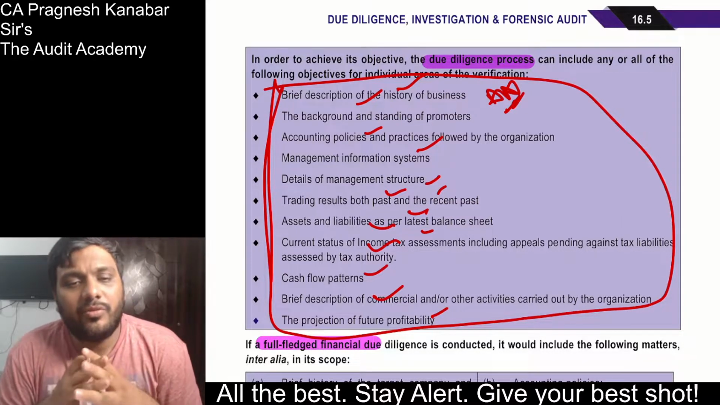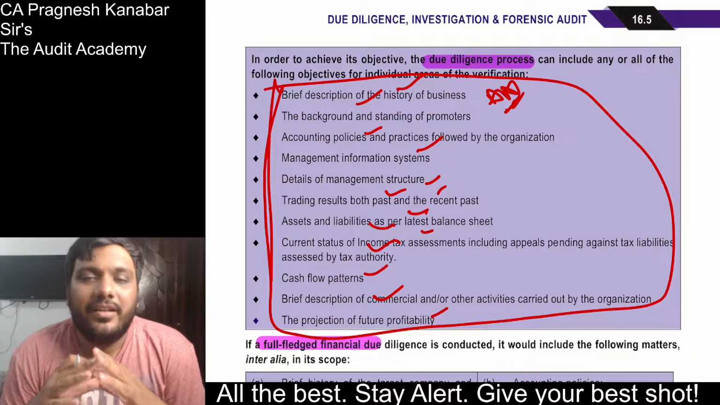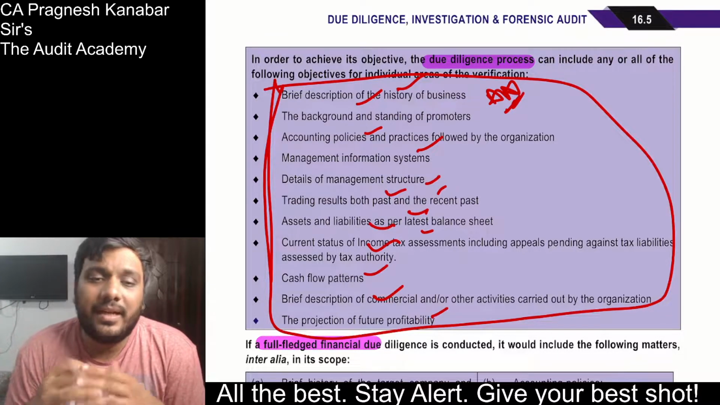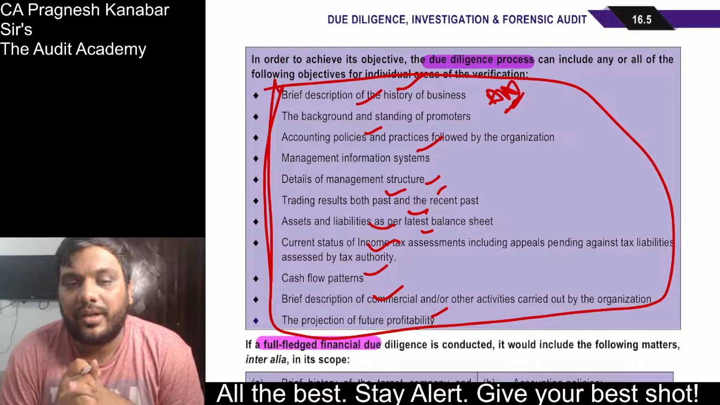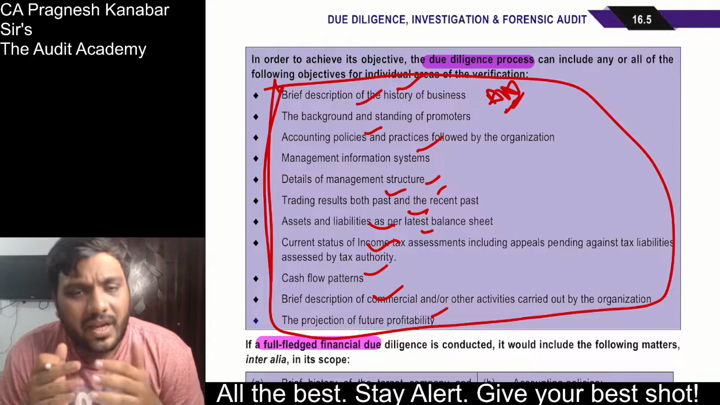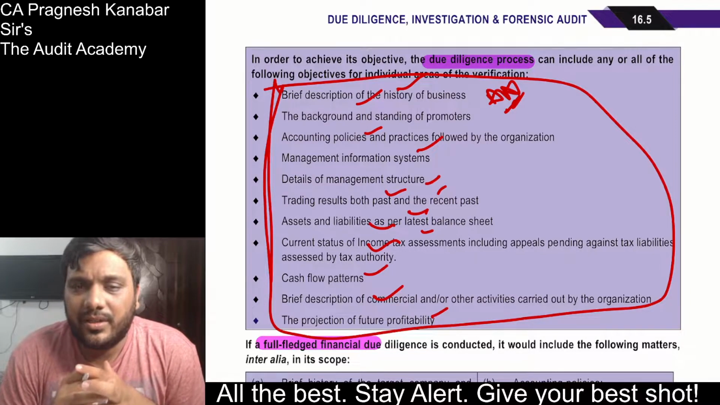So from history to future and past, present, everything, they are going to cover over here, but we can't just write everything, right? So you should have this collection of 5-6 points that you are going to write. All right, okay, and for each point you can include some discussion.